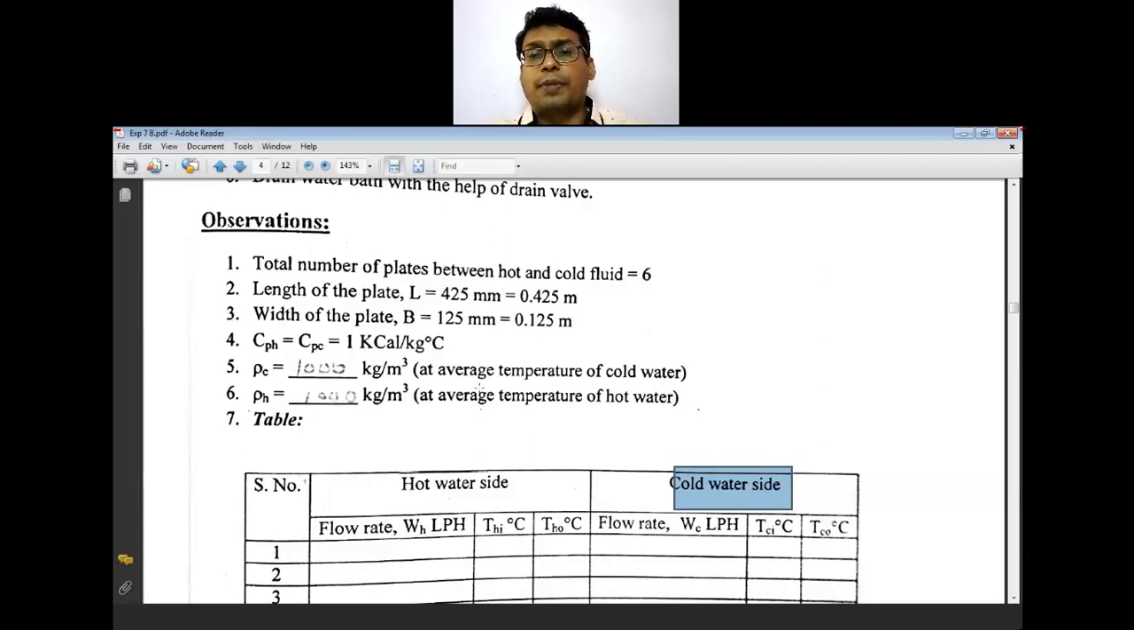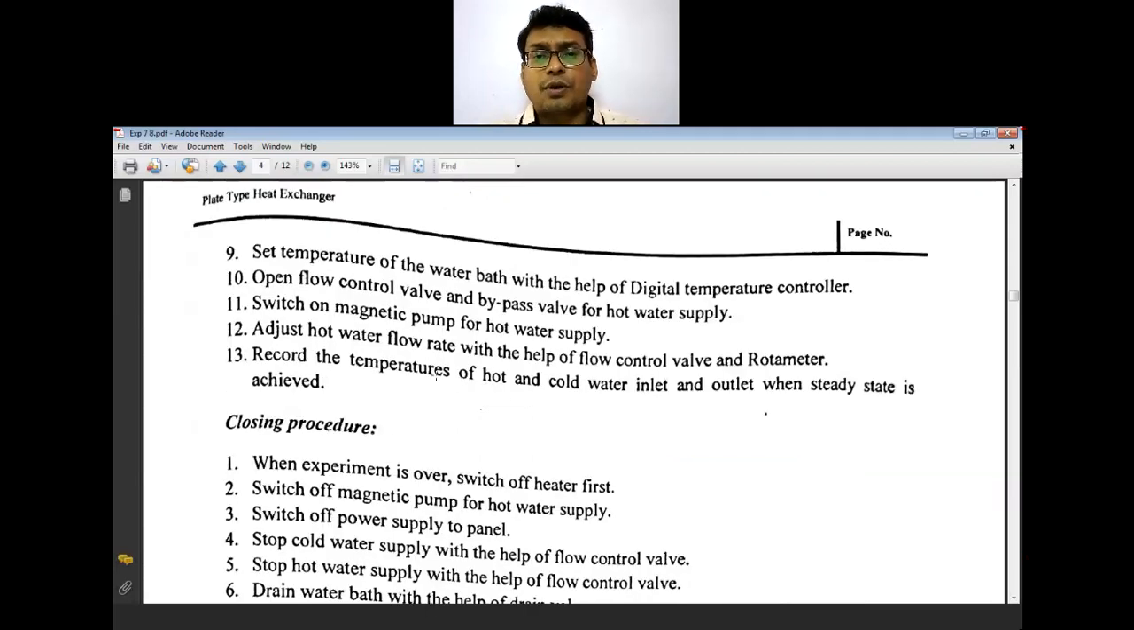The total number of plates is 6. Then the length of the plate and the width of the plate are mentioned. Then the Cp of the water and the density of the water are also mentioned. So, coming to the calculation part.